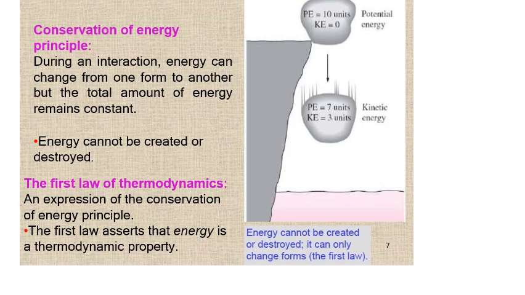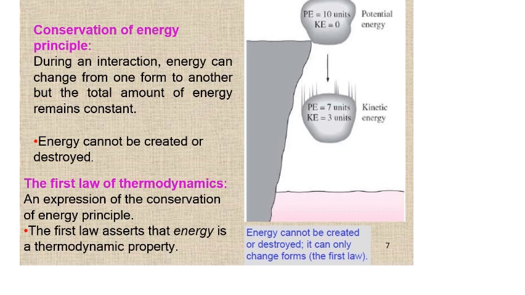So here we have a conservation of energy principle, and basically the most important thing here is the first law of thermodynamics. What does that say? It says that energy cannot be created or destroyed, but it can change its forms. And this principle says that during an interaction energy can change from one form to another. Now this is the first point, and the second point is total amount of energy remains constant, and the third point is energy cannot be created or destroyed.